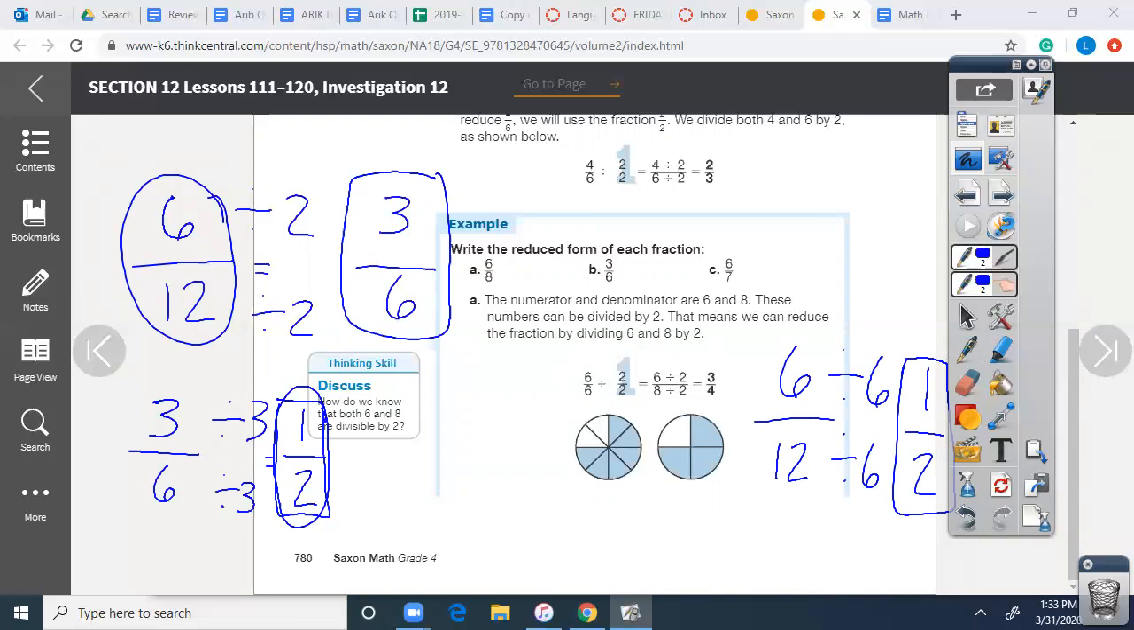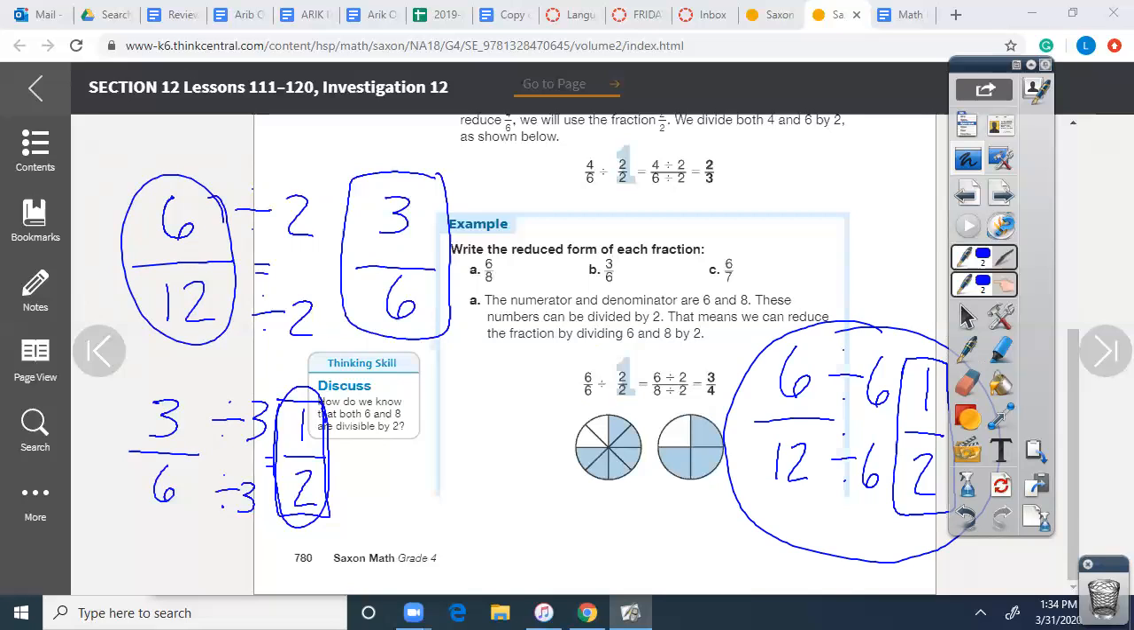Okay? So one of these ways is not more correct than the other one. The second way, this way over here, is faster because you only have to do it one time. But did we end up with the same answer both times? Yeah. So it doesn't actually matter which way you do it.